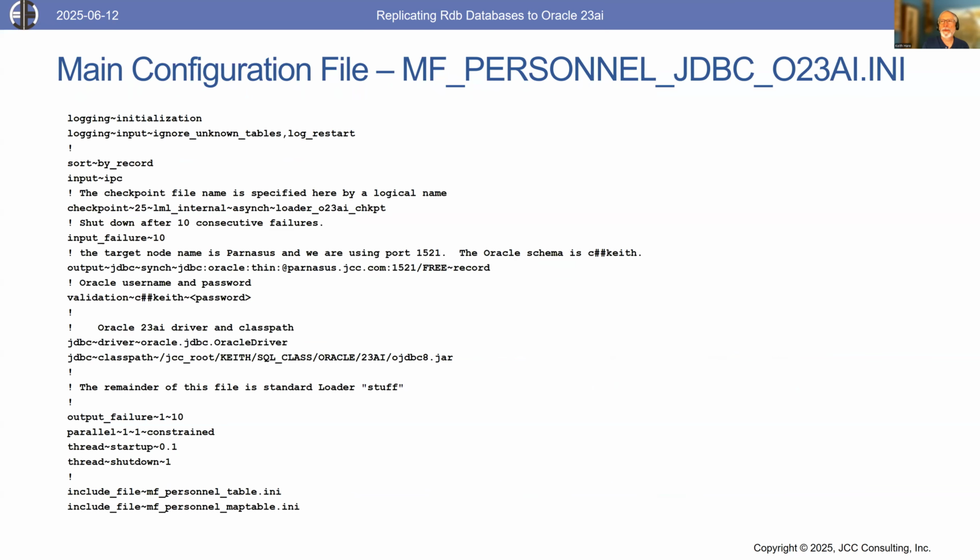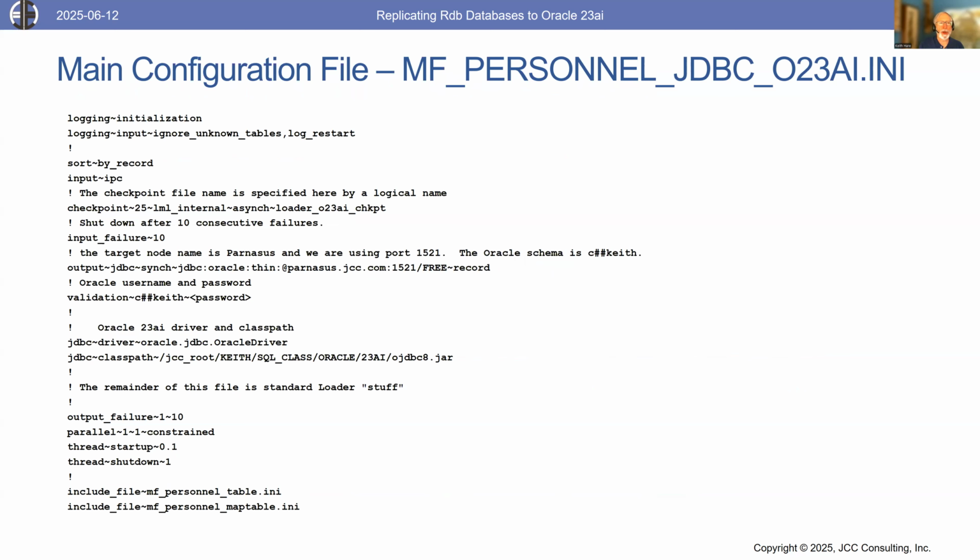So this configuration file contains a number of things. We've got some logging commands in it. Sort by record, input is IPC, and I can go look those up. It's not important for today.